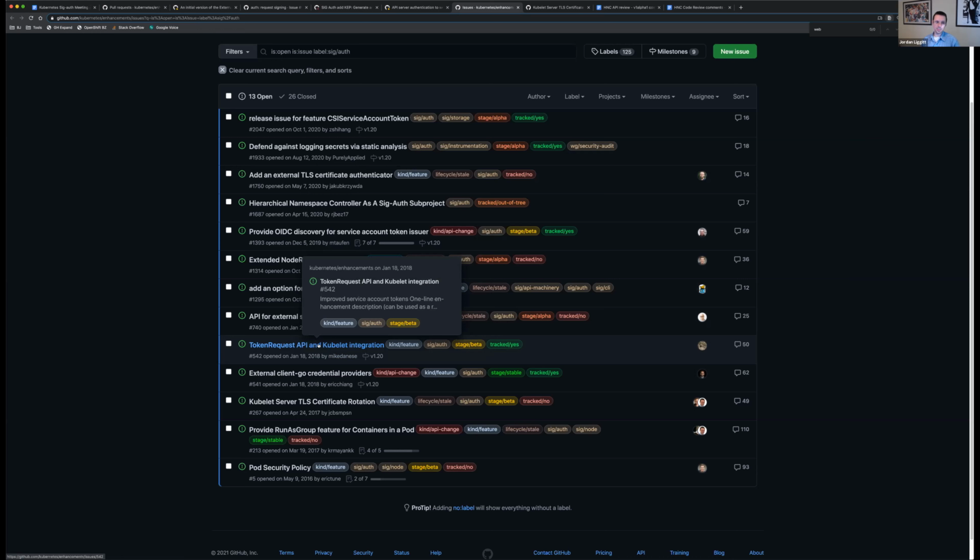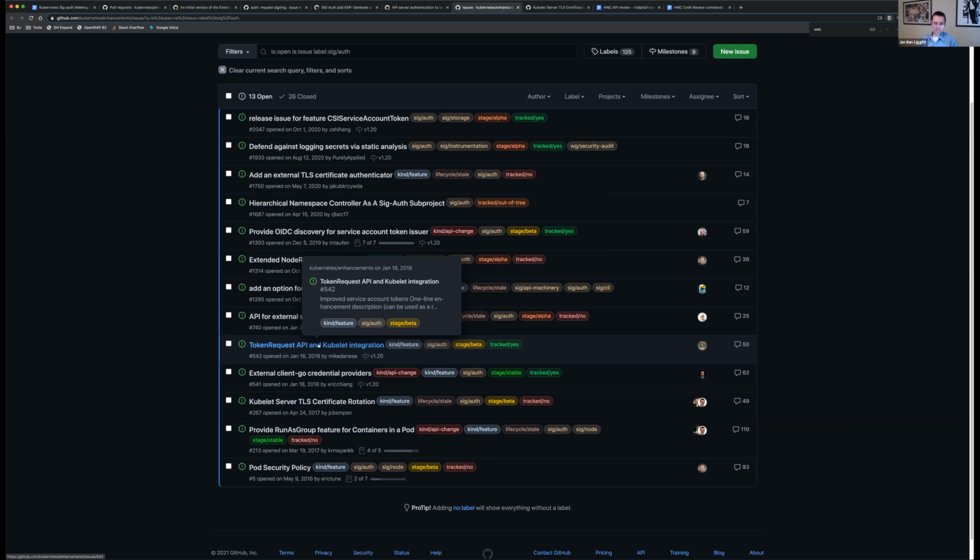The second is making the root certificate bundle available, which went beta in 1.20. Which root CA, just so I know which root CA you're talking about? This is the one that we will mount in to verify connections to the API server. So it's this CA bundle that's currently included in every service account token secret. Okay, cool.